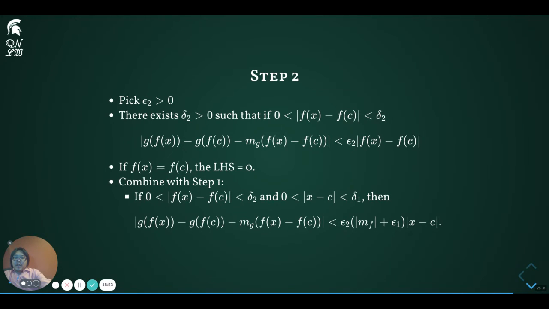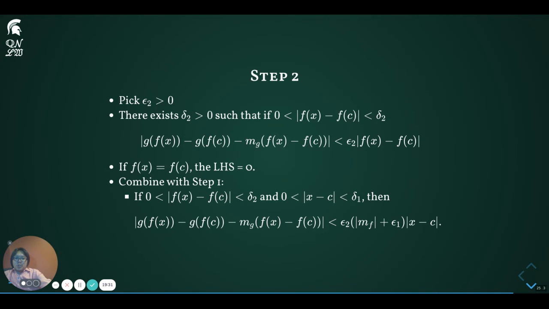So now we combine the differentiability of g at f of c together with the continuity of f at c that we found on the previous slide. We see that if f of x minus f of c is between 0 and delta 2, and if x minus c is between 0 and delta 1, then we can replace the right-hand side of the inequality by epsilon 2 times the sum of mf with epsilon 1 together times x minus c.